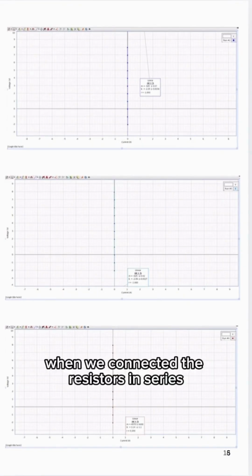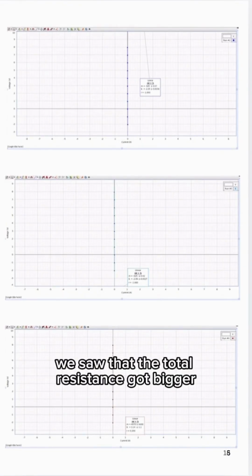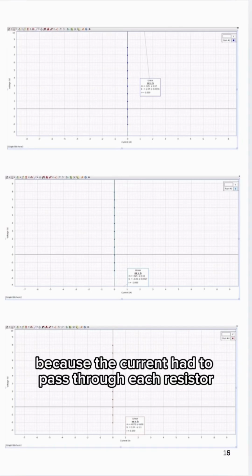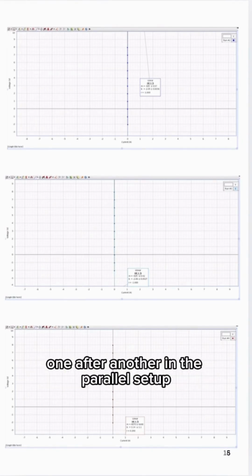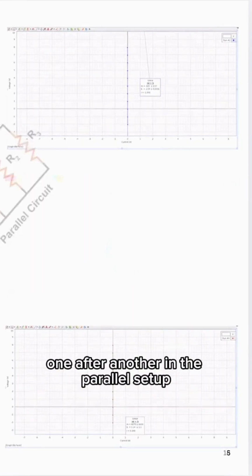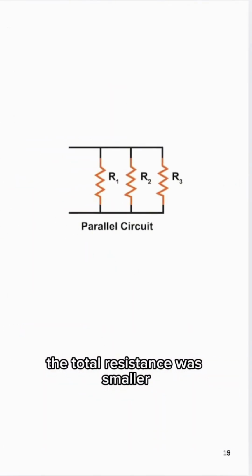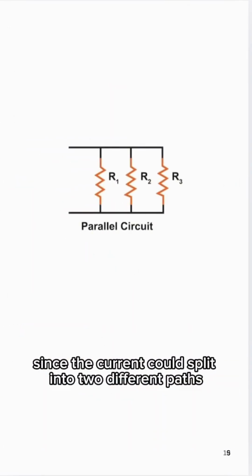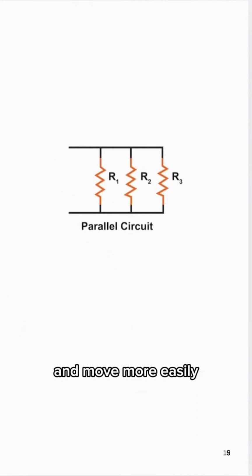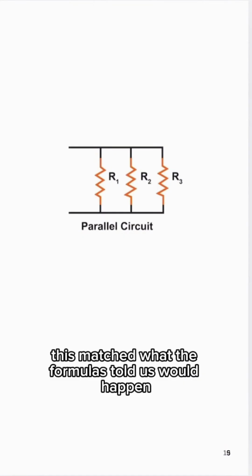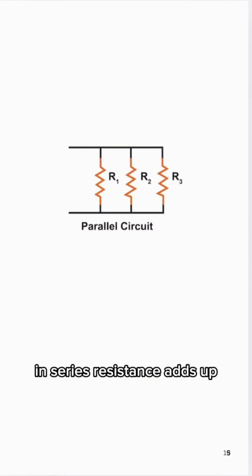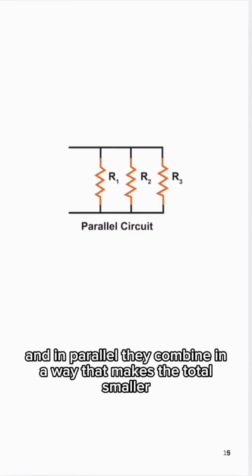When we connected the resistors in series, we saw that the total resistance got bigger because the current had to pass through each resistor one after another. In the parallel setup, the total resistance was smaller since the current could split into 2 different paths and move more easily. This matched what the formulas told us would happen. In series, resistances add up, and in parallel, they combine in a way that makes the total smaller.